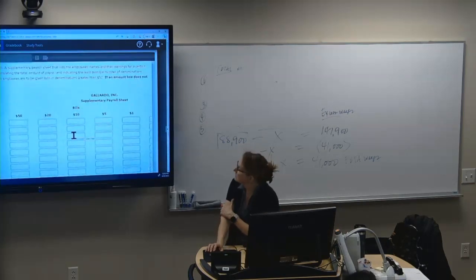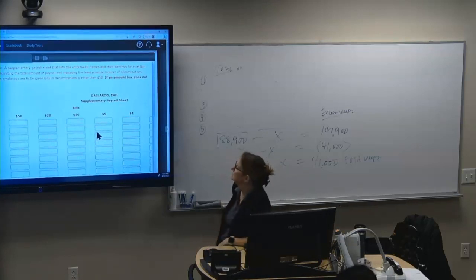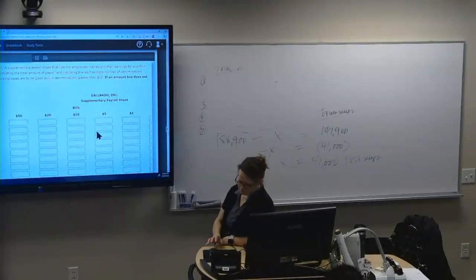Okay, so Gallardo pays its employees weekly wages in cash. A supplementary payroll sheet that lists the employees' names and their earnings for a certain week is shown. Complete the payroll sheet, calculating the total amount of payroll and indicating the least possible number of denominations that can be used in paying each employee. However, no employees are to be given bills in denominations greater than 50. Okay, so how many 50s will we give Chad? 5.